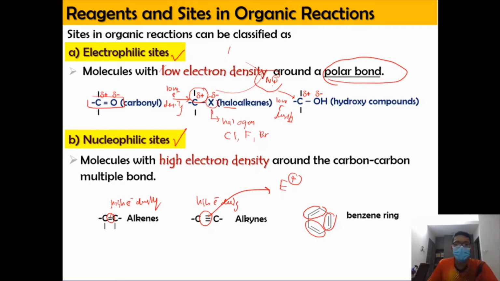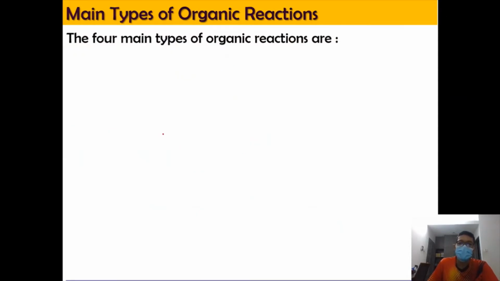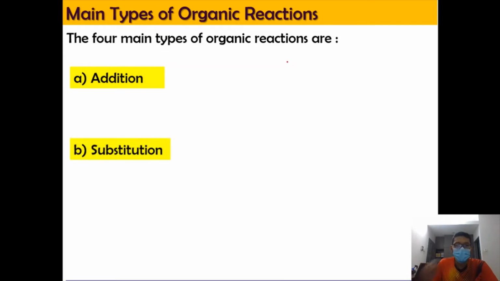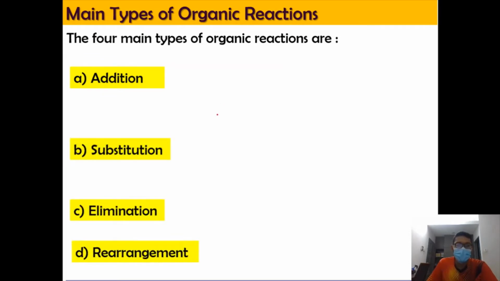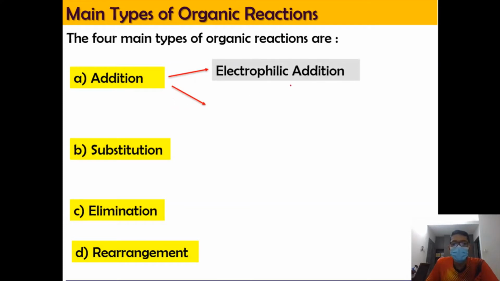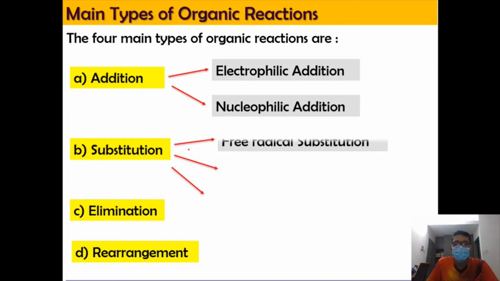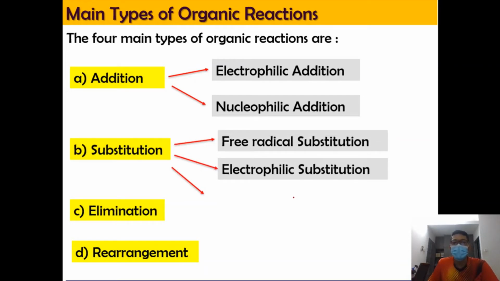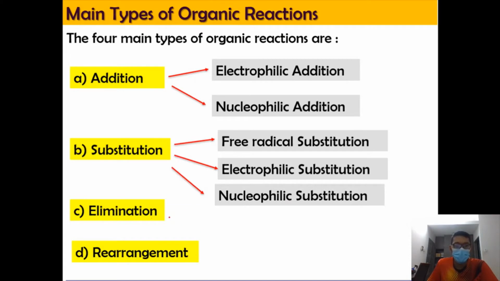By understanding this, we're going to learn about the types of organic reaction. We have addition, substitution, elimination, and rearrangement. For addition, it is divided into two, which are electrophilic addition and nucleophilic addition. For substitution, it is divided into three, which are free radical substitution, electrophilic substitution, and nucleophilic substitution. Meanwhile, for elimination and rearrangement, there is no division.